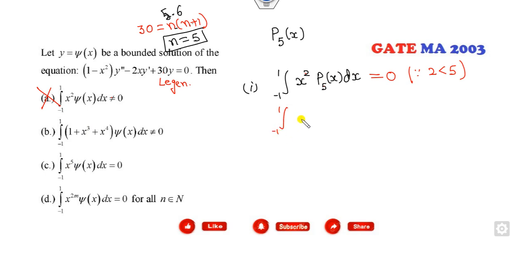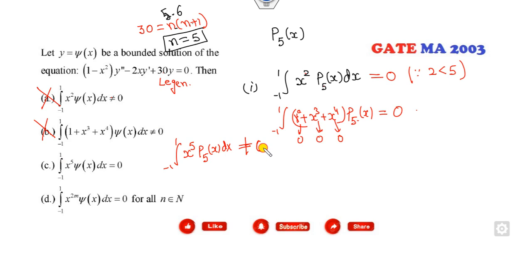Look at the second option: 1 plus x³ plus x⁴ times P5, again. So again it will be 0, because 1 is x raised to power 0. I can write 0 is less than 5, so this first part is 0. 3 is less than 5, 4 is less than 5, so each part is 0. Again he said non-zero. Then x raised to power 5 of P5. Now since both the values are the same, it will not be 0, but he said 0. So this option is cancelled. The last option is the pending one, and it is my right answer of this problem.